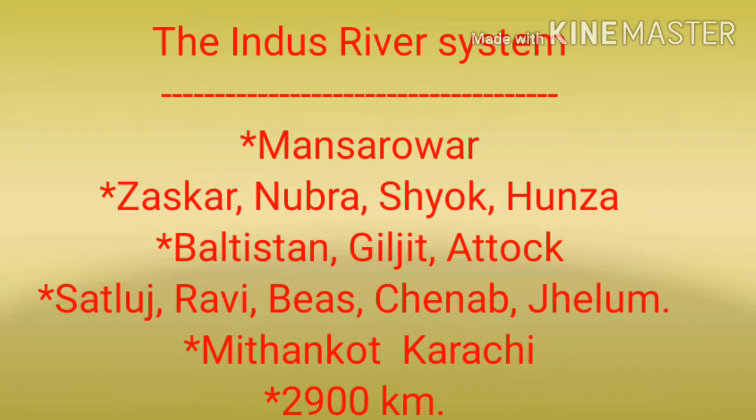That is Sutlej, Ravi, Beas, Chenab, and Jhelum, where it provides a huge fertile land and supplies irrigation water continuously for the entire Punjab, Haryana, Jammu and Kashmir, and Himachal Pradesh states.